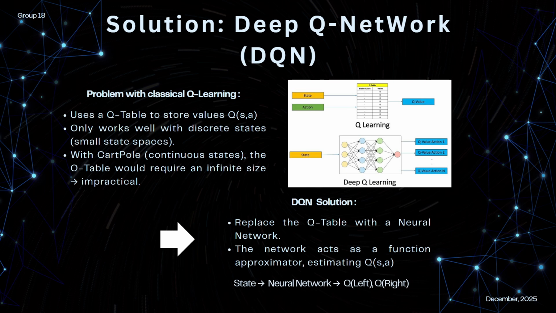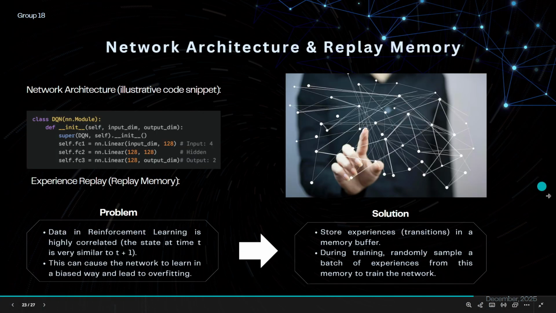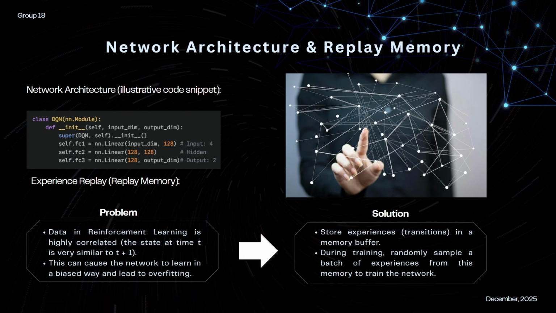Our solution will replace the table with a neural network. The network acts as a function approximator. It takes the state as input and estimates the Q values for moving left or right. And next is network architecture and replay memory. Here is a closer look at our architecture. We design a simple fully connected network. It takes four inputs from the state and produces two outputs.